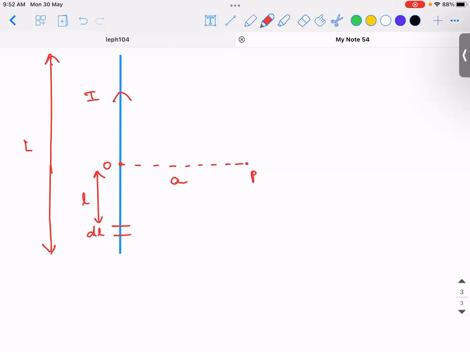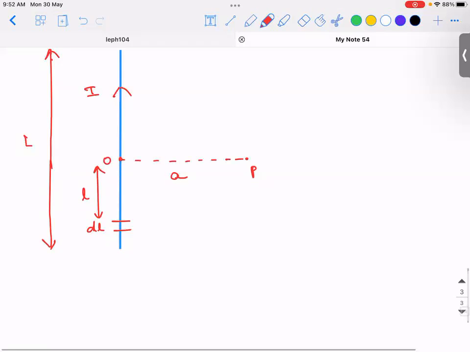Correct? That is where you're making a mistake. What is that R I told you? The distance from the current carrying element to the point P. It is not the distance from the current carrying conductor to the point P. Concentrate. From dl, if I take this distance as R, then I'll be able to use it in the formula.